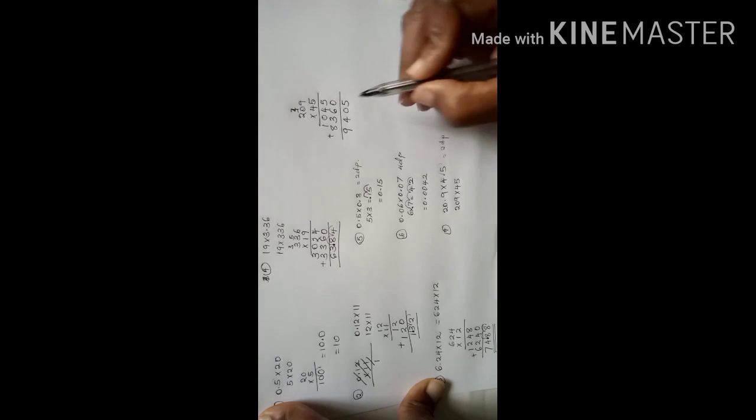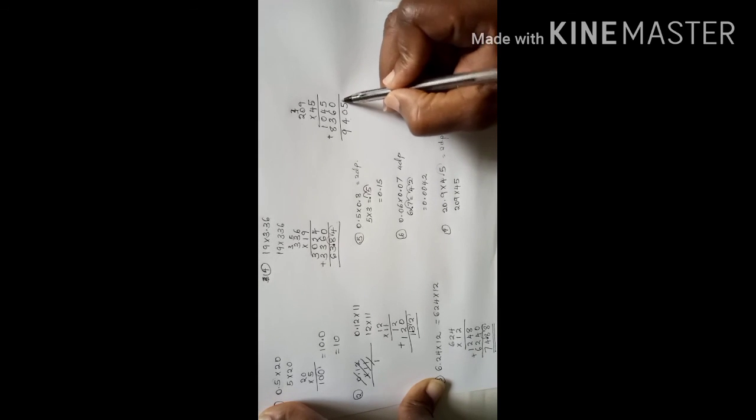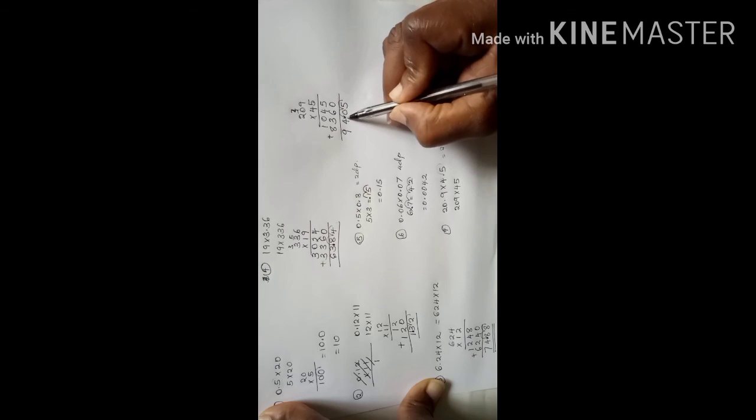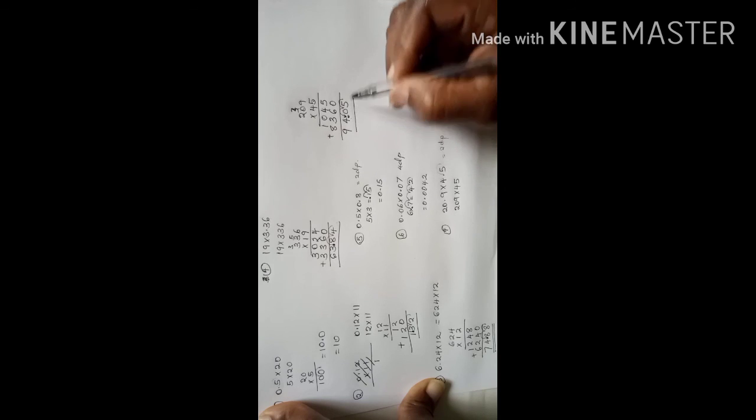So count the number of decimal places that you had in your question. Here you had 1 and 1. So there are how many? 2 decimal places. So in your answer, you're going to count 2 from the right. 1, 2. So your decimal should be here. So your answer is 94.05.